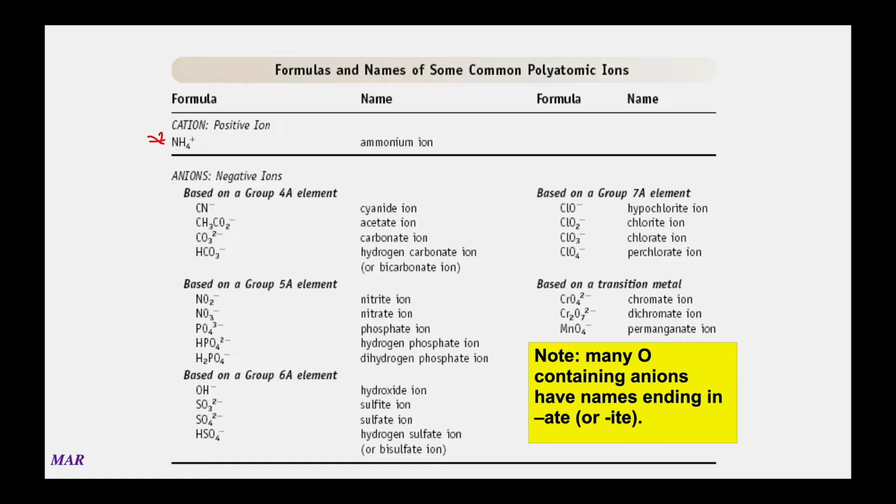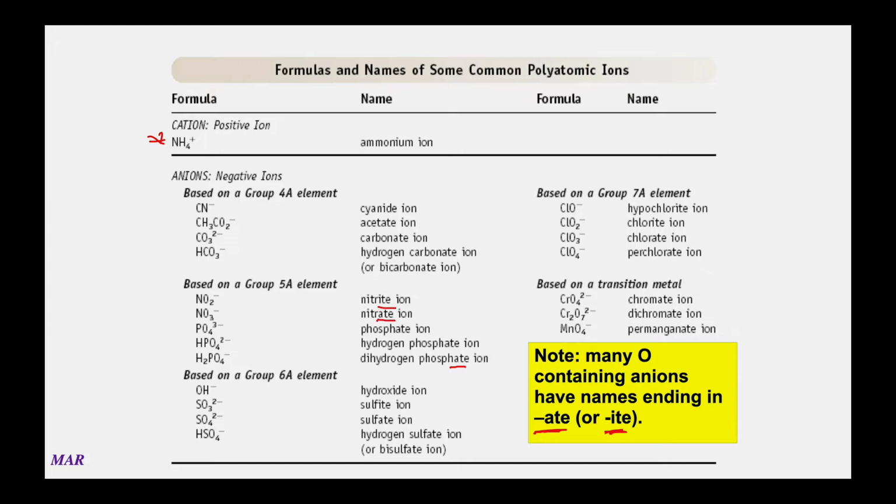Down here is a note. If you see something that ends in ATE or ITE, that usually means that it's an oxygen-containing anion, or an oxygen-containing polyatomic ion. So if you look, here's ATE in phosphate, all right? Here's ATE in nitrate and also ITE in nitrite.